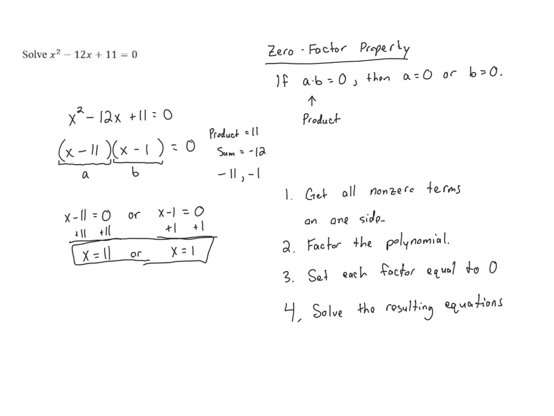And that's what we're going to do for all of these problems. We're going to get all the terms on one side so that the other side is 0. We're going to factor that polynomial. We're going to set each factor equal to 0. That takes advantage of the zero factor property. And then we're going to solve the equations that we get from setting them equal to 0. Let's look at some more.